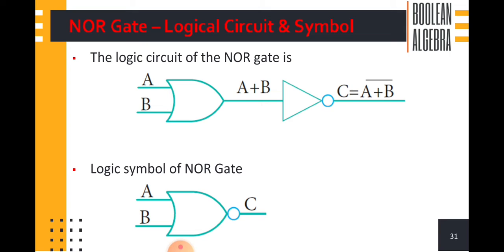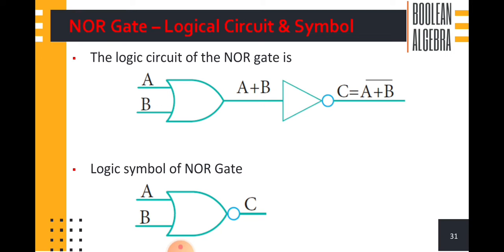See the logic circuit of the NOR gate. We are passing both inputs A and B. For the OR gate, what is the output of the OR gate? A plus B. Okay, we are passing this output to the NOT gate. So we can draw the NOT gate as a triangle with a circle symbol. We get the output C equal to A plus B, the whole complement. Either we can draw the logic circuit or the logic symbol. Both of them are the same. Okay, so the NOR gate logic circuit and logic symbol are given.